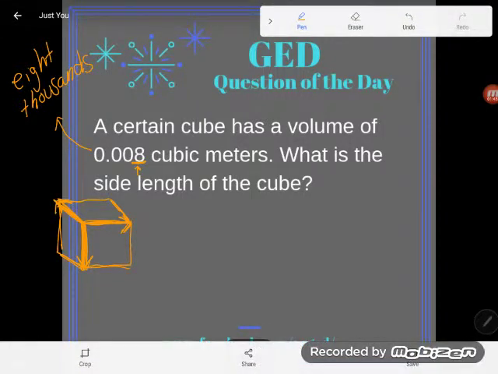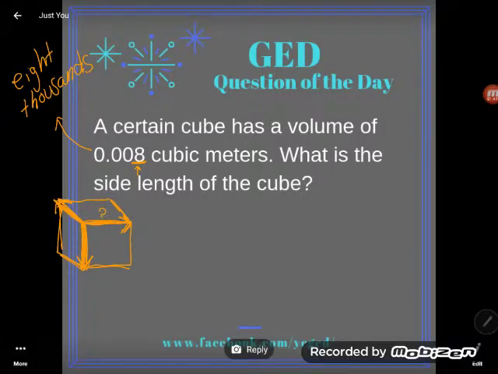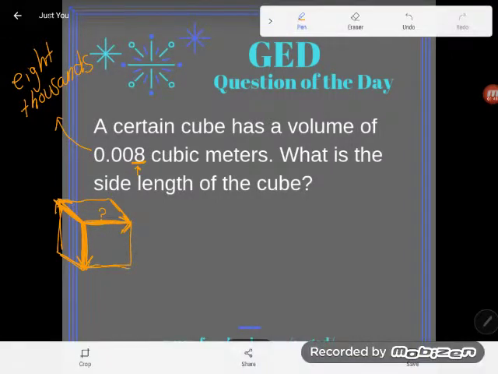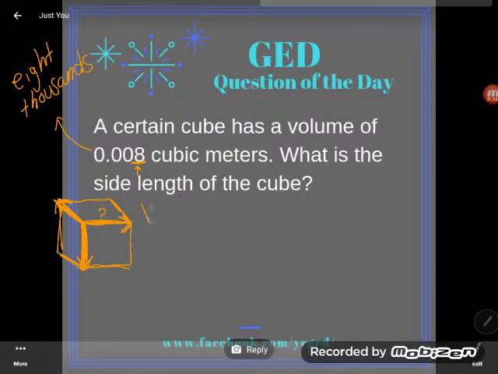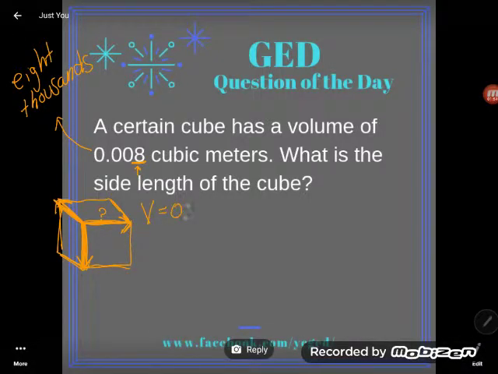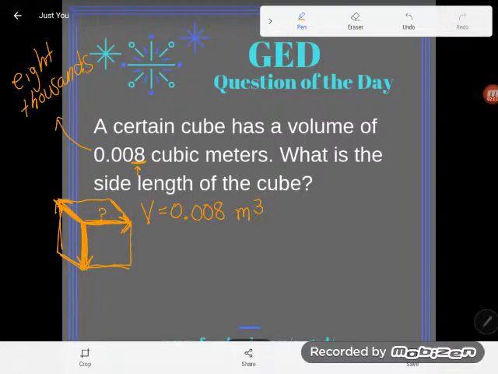Now, the problem here is that I don't know what that side length is. I'm trying to figure it out. But I do know something. I know the volume of this box, how much it holds. The volume is equal to 0.008 or 8 thousandths of a cubic meter. So that's how much it holds, which is not very much. So this must be a small cube. But the question is, what's the side length?